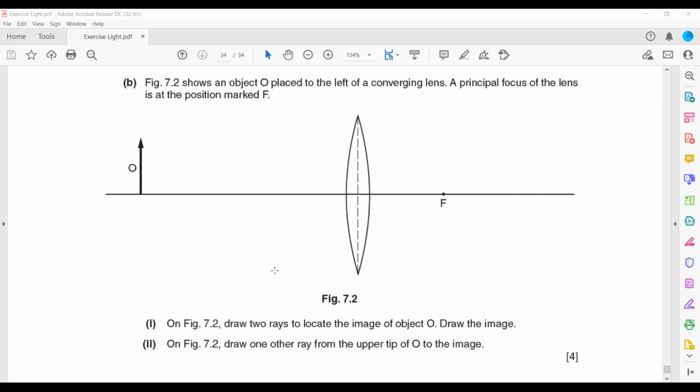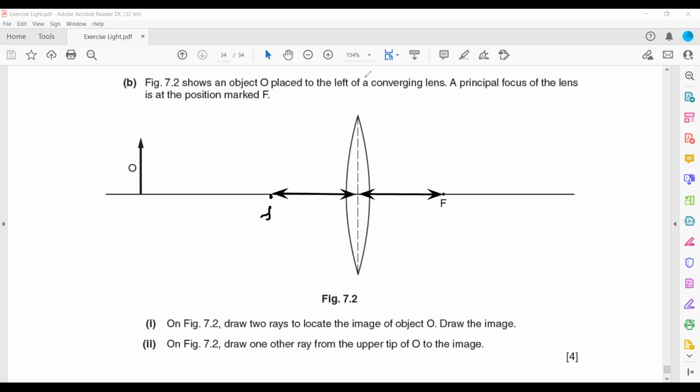Then figure 7.2 shows an object on the left hand side of a converging lens. The principal focus of a lens is marked F. On the figure, draw two rays to locate the image of this object. So what you will do, you will measure this distance and same distance you will make on the other side, that will be F. Now how we can locate the image?